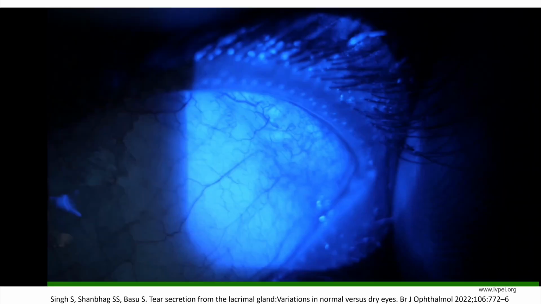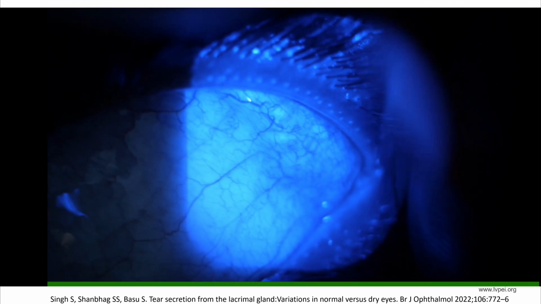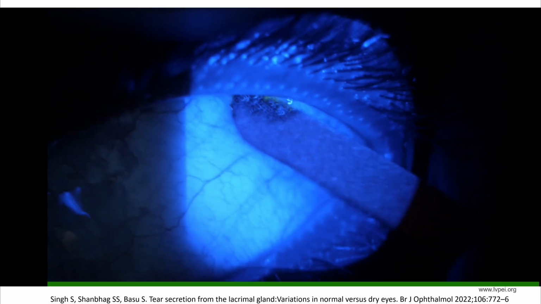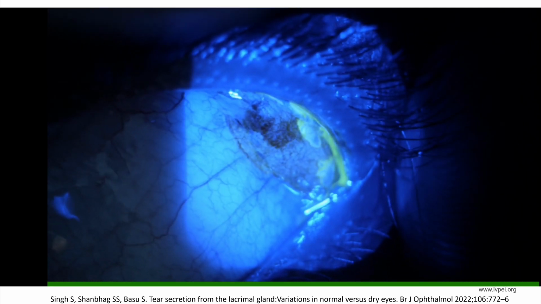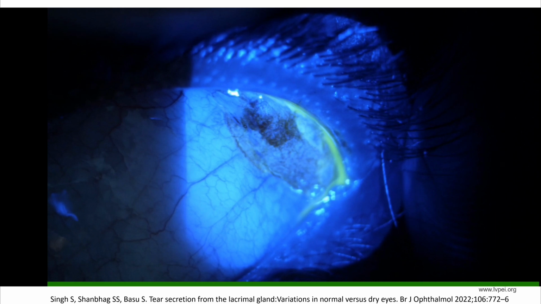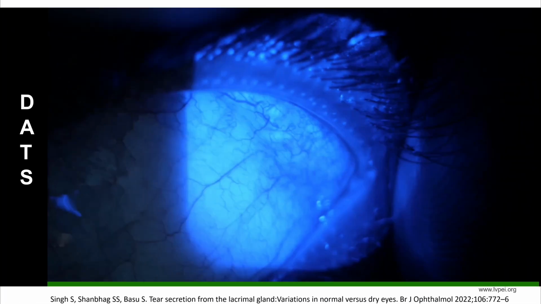The functionality and location of these ductules can be assessed by touching a fluorescein impregnated strip on the palpebral lobe of the lacrimal gland. The slow disappearance of the dye signifies patency of the ductules. This method is called direct assessment of tear secretion, or DATS.